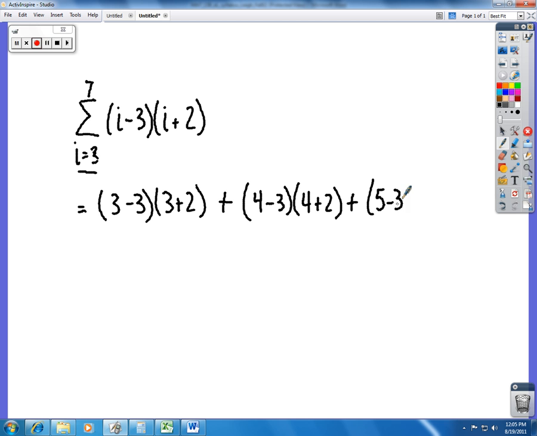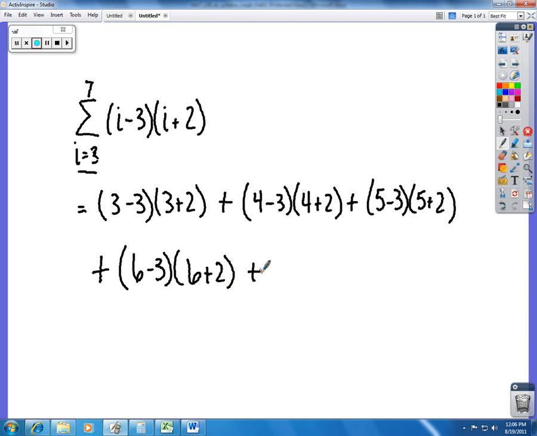5 minus 3 times 5 plus 2. Again, another plus sign. Now I'm going to do it with 6. 6 minus 3 times 6 plus 2. And then I'm going to do it with 7. 7 minus 3 times 7 plus 2. That's where I stop because, again, this number up here tells me where I need to end my summation. Okay, and now all I have in here are numbers. I can crunch this out, find out what the answer is.